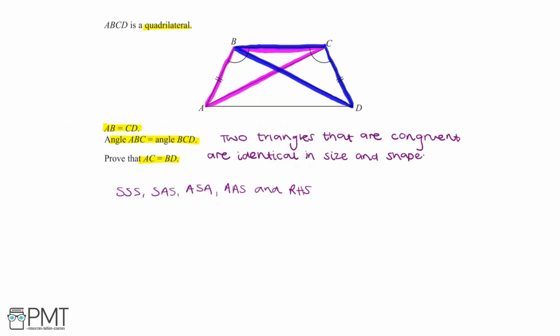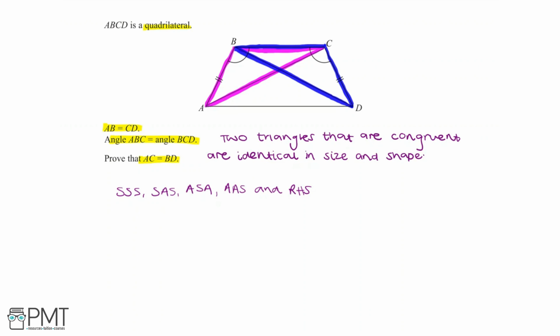Then we have AAS, which stands for angle, angle, side, which means two triangles are congruent if they share 2 of the same angles and the side that's not in between them is also equal in length. And finally, we have RHS, which stands for right angle, hypotenuse, side, which means two triangles are congruent if they share a right angle, the same hypotenuse, and then the same other side length.